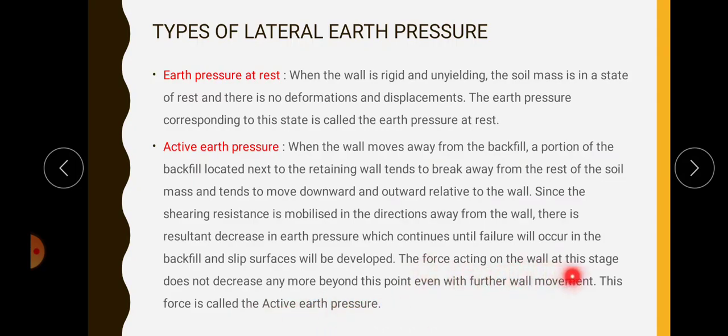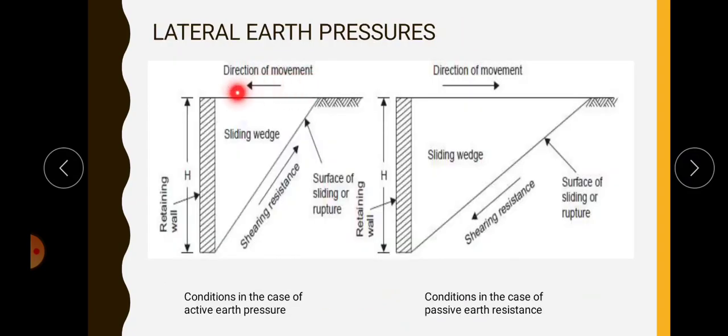The force acting on the wall at this stage, that is at the failure stage, does not decrease any more beyond this point, even with further wall movement. That is, the retaining wall is moving away from the backfill. So after this point, even though the wall is moving away from the backfill, there will not be any decrease in the force, and that force is known as active earth pressure. So in the case of active earth pressure, the retaining wall is moving away from the backfilled soil mass.